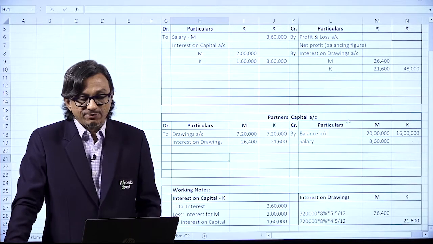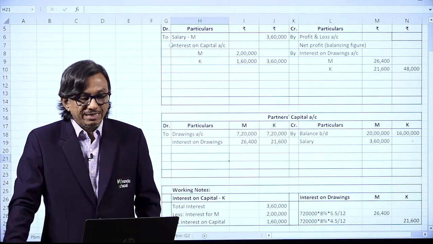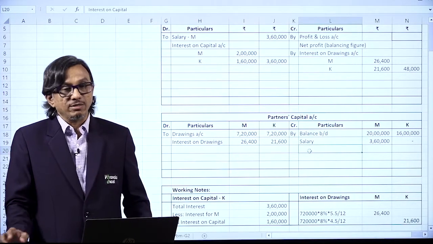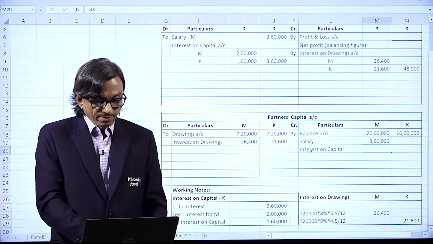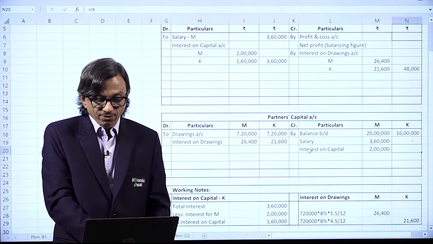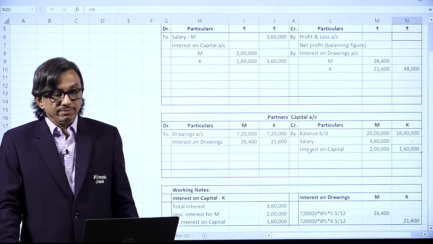So salary is filled up, opening balance filled up. Interest on capital should be credited to the partner's account, is it not? So on the credit side of the partner's account, by interest on capital, for M 2 lakh, for K 1,60,000. Then what else?